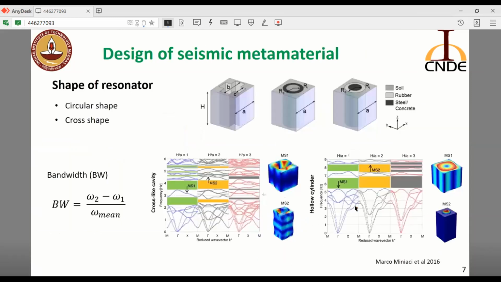So next, researchers have shown band gaps in different ranges of frequency. In 2016, Marco studied the cross shape and the circular resonator. The cross shape resonator has a wider band gap, but it is difficult to manufacture. Also, Marco has taken the height around 10 meters, but again, this is not feasible for practical implementation.